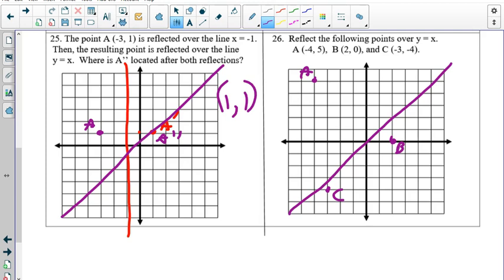So all you do is switch the y and the x. So A is at negative 4, 5. This is going to be at 5. 1, 2, 3, 4, 5. 1, 2, 3, 1, 2, 3, 4. There's A prime. B is at 2, 0. That's going to go to 0, 2. And negative 3, negative 4 is going to be at negative 4. 1, 2, 3, 4. 1, 2, 3. Negative 3. You just switch the y and the x.